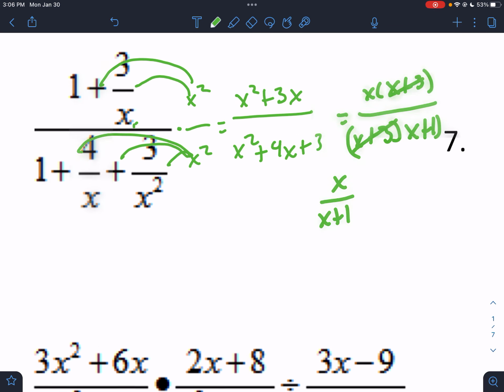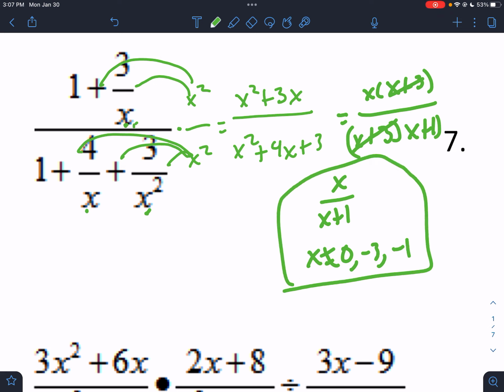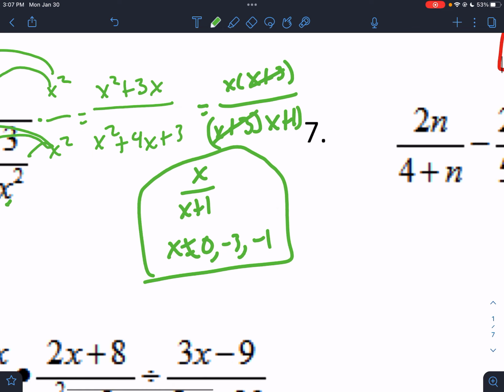So that would be 0, 0, 0. So x can't equal 0. It breaks a lot of times. But then moreover, over here, it can't be negative 3. It can't be negative 1. So 0, negative 3, and negative 1, all bad, bad, bad.